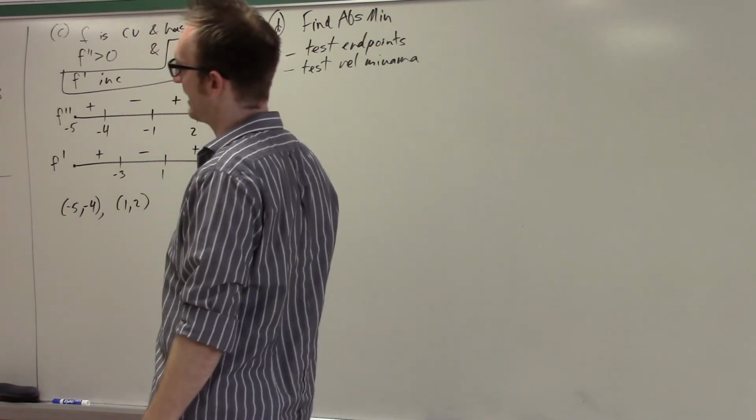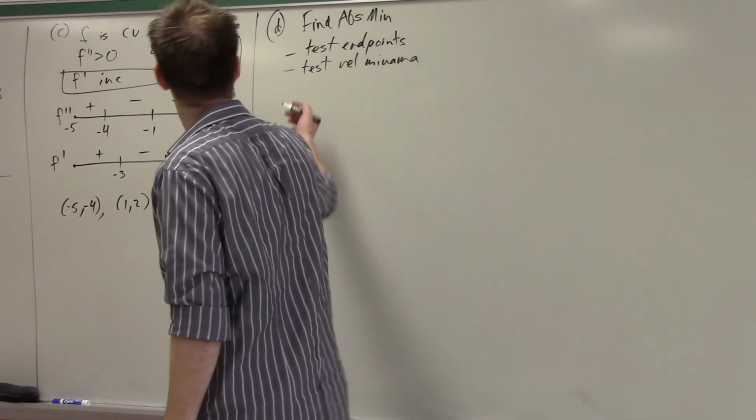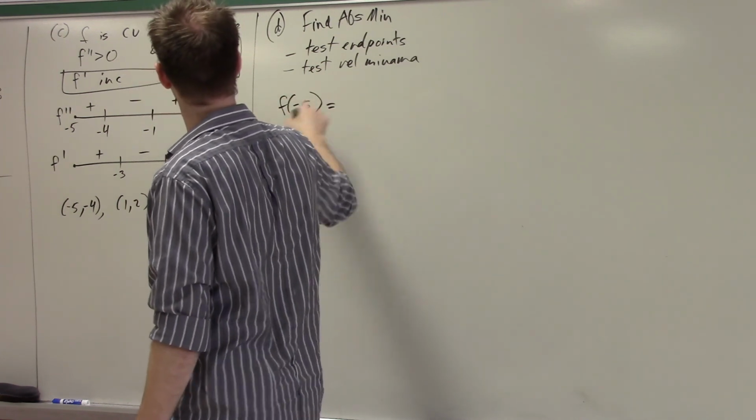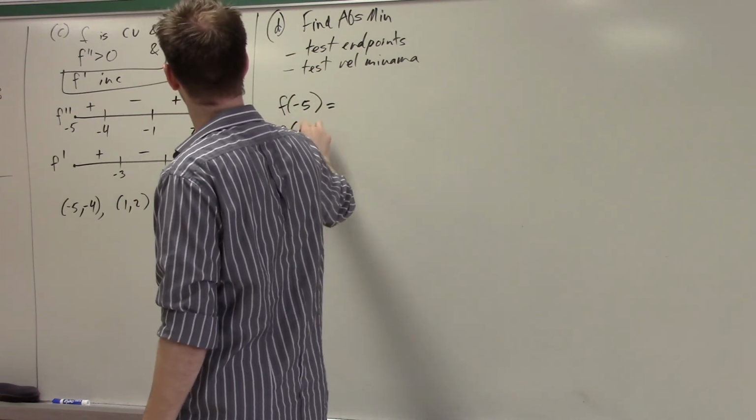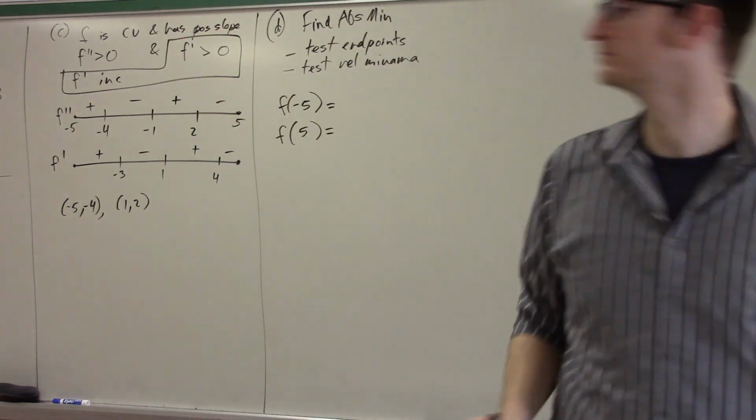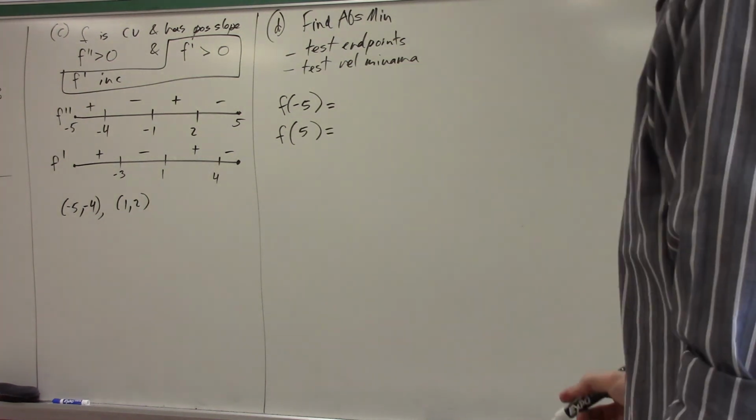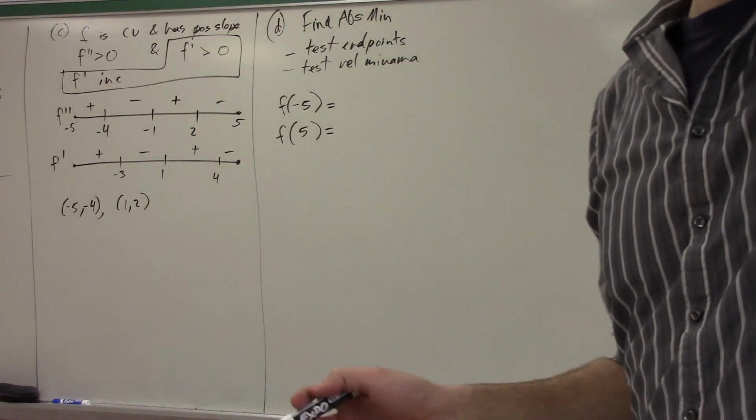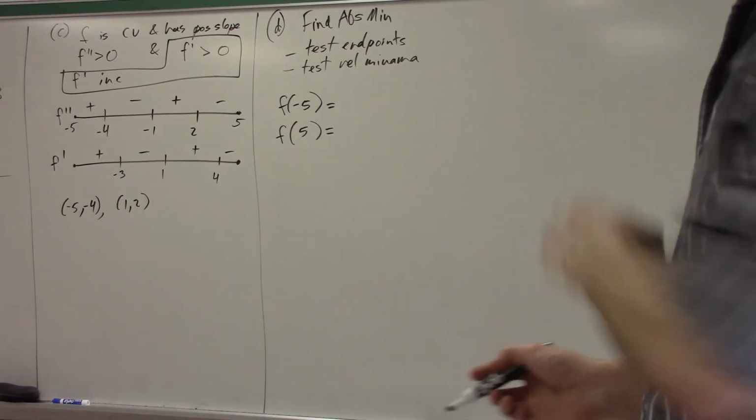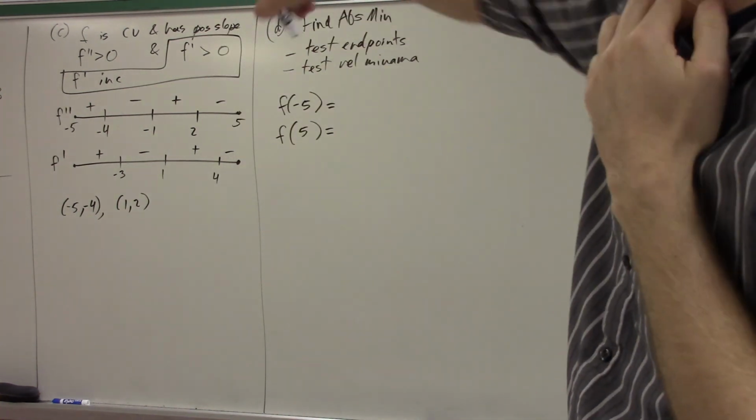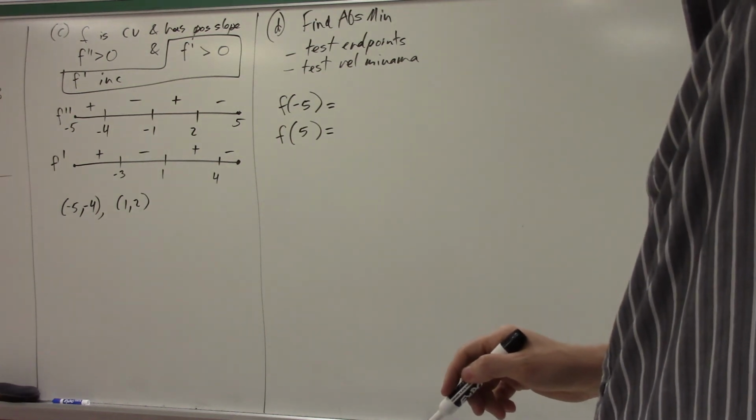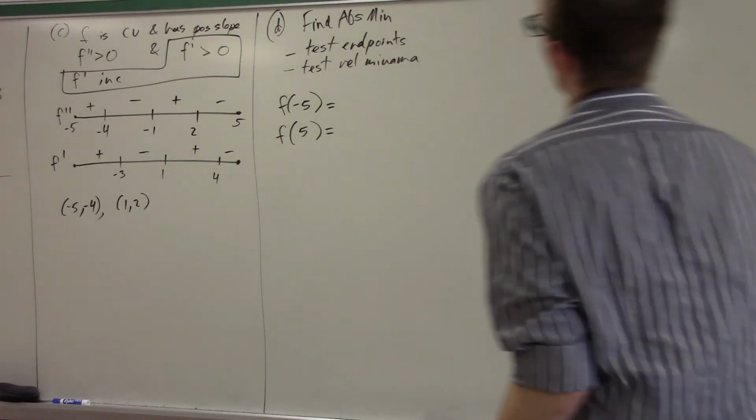So we need to test the endpoints. We need to test what is f of -5. I have to figure out what that is. And I have to figure out what f of 5 is. And where is there a relative minimum? In general, f is going to have a relative minimum when the derivative goes from negative to positive. And I'm looking at the derivative. Where does the derivative go from negative to positive? X equals 1.